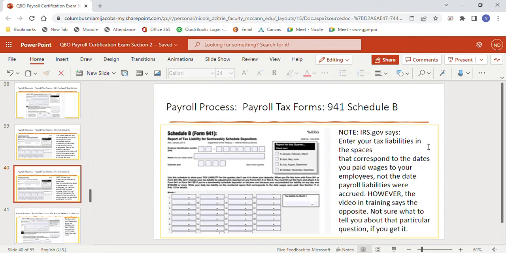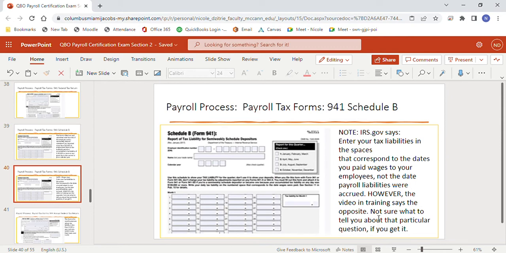So now I decided I'm going to start looking into the answers. When I watched the training video, I saw that it said, again, that the liability here is not what's paid, but what's accrued. And I'm telling you that if you go to the IRS website, irs.gov, and look up the Form 941 Schedule B, it's going to say that these spaces correspond to the dates you paid the wages to your employees, not the date the payrolls were accrued. So that's what the IRS says. However, the training video says the opposite.